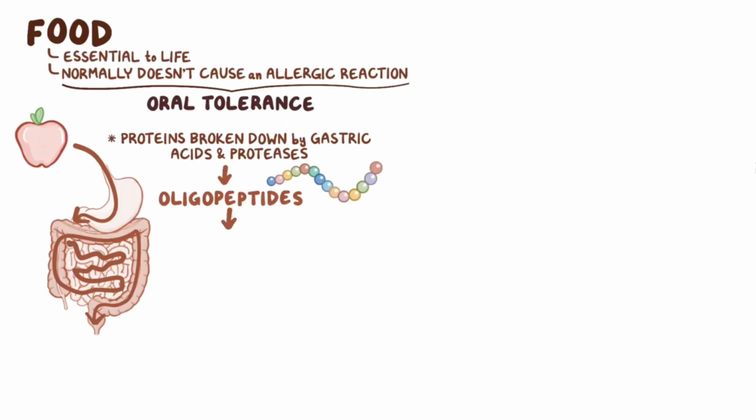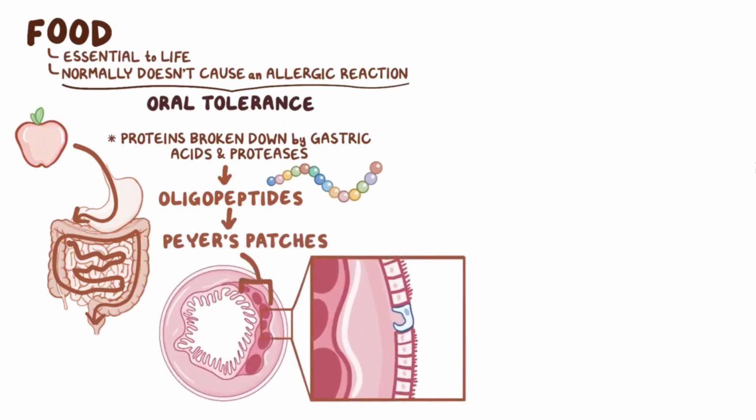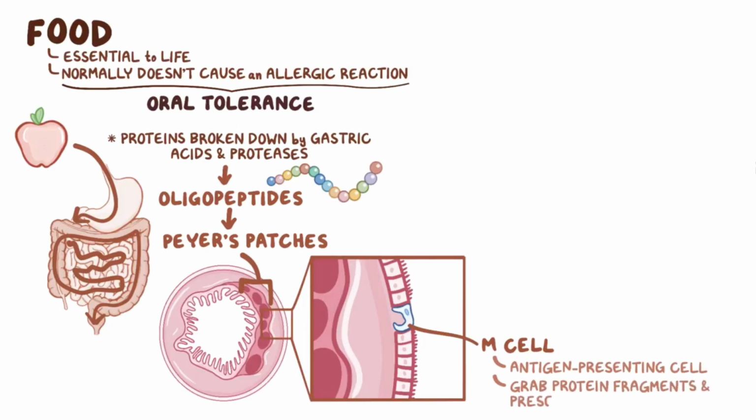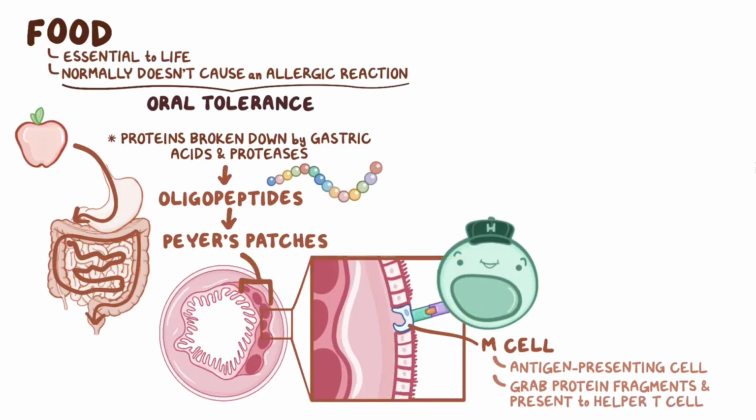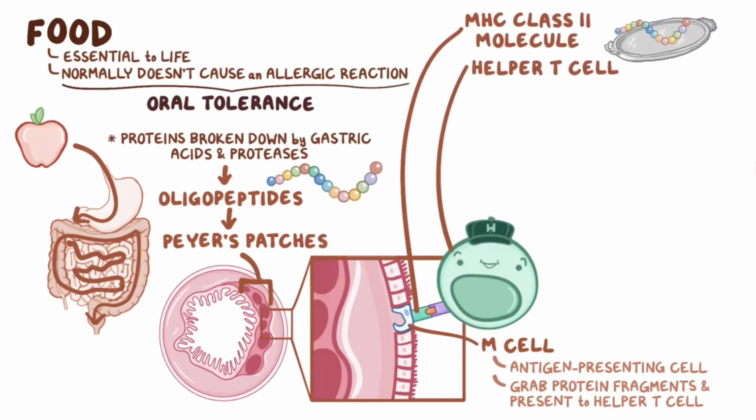These oligopeptides reach the Peyer's patches, which are bits of tissue along the intestinal wall where M cells live. M cells are antigen-presenting cells in the gut that grab protein fragments from the intestines and then present them on their cell surface to a nearby helper T cell. The protein fragments are presented by the M cell using an MHC class II molecule, which is basically a serving platter for the helper T cells. The helper T cell is key because it largely controls the immune response.